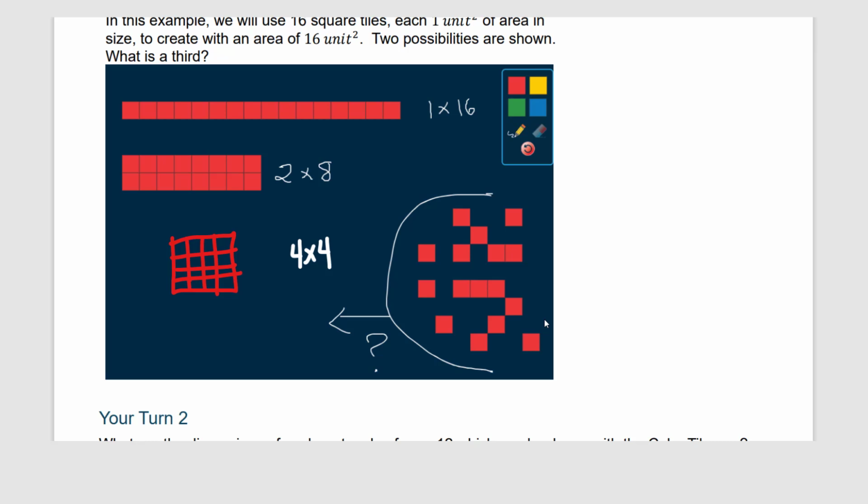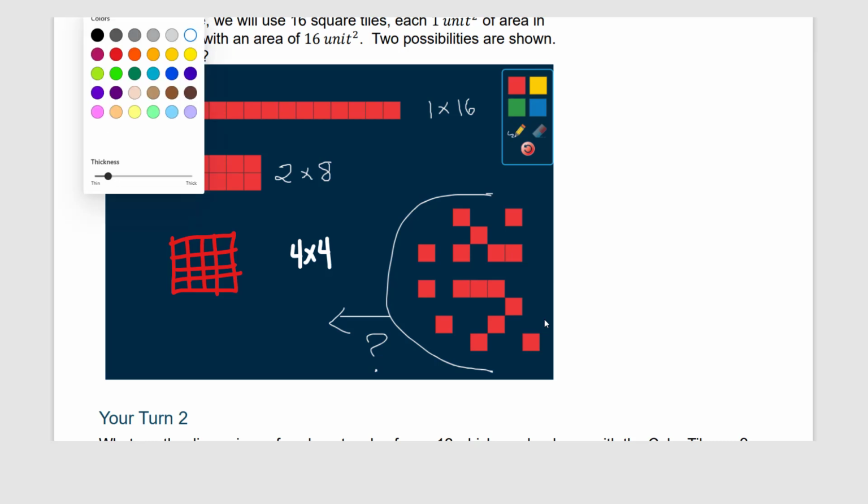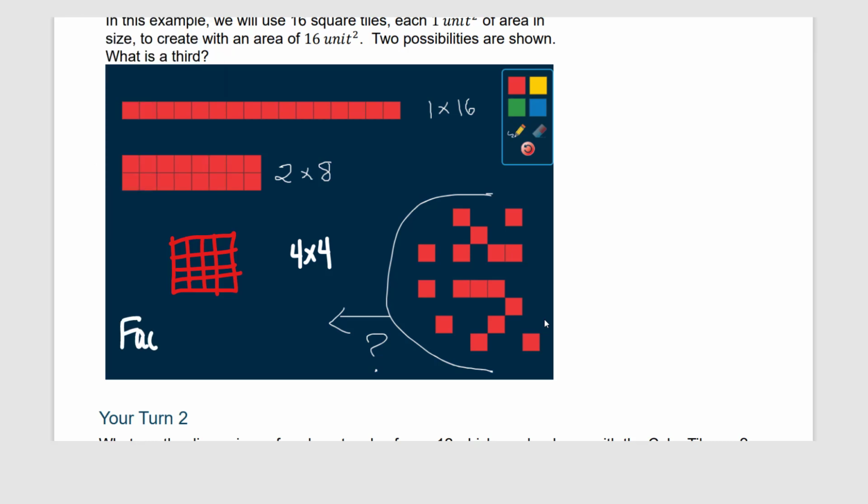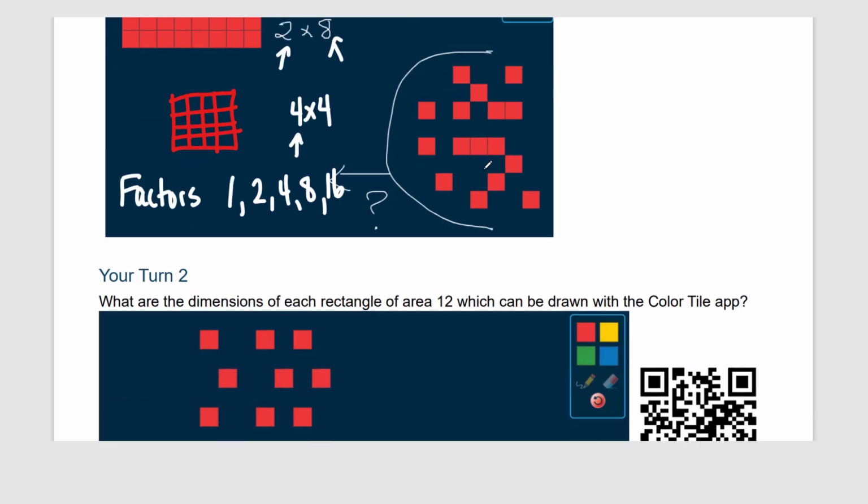Okay, so we have 3 different ways to represent this product. By the way, if I were to list all the factors of 16, I would have to include the 1, the 2, the 4, and the 8. Oh, and 16. Well, the number itself is always a factor as well. So 1, 2, 4, 8, and 16 are all factors of 16.